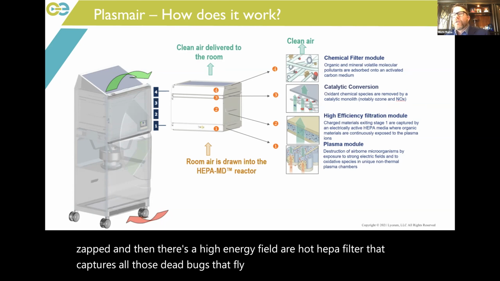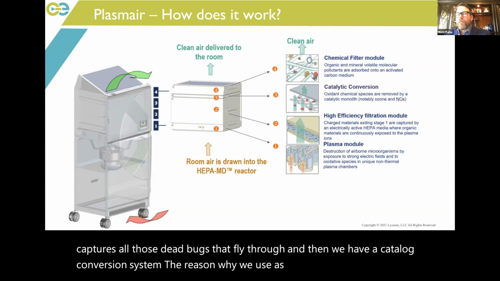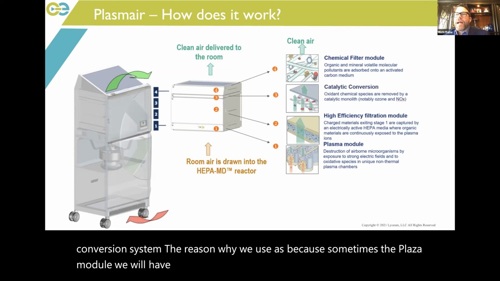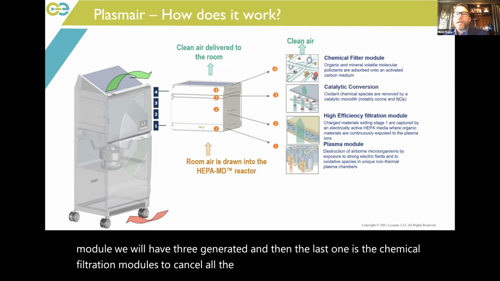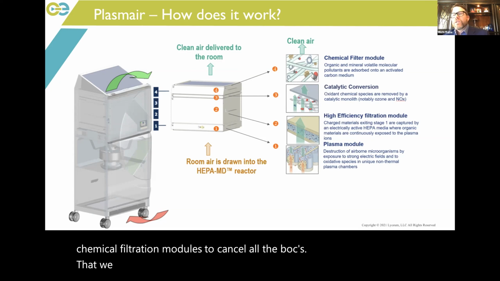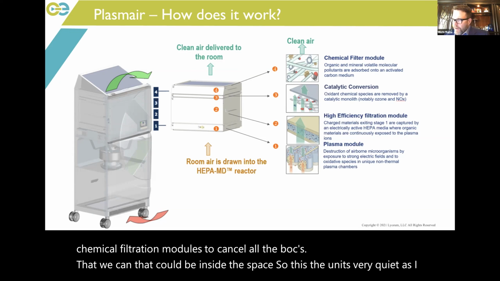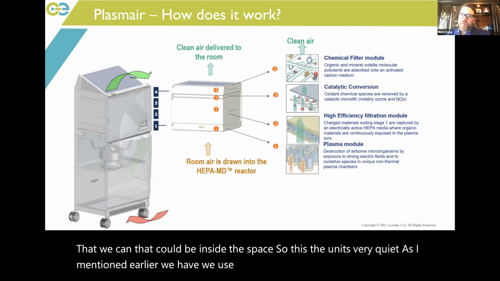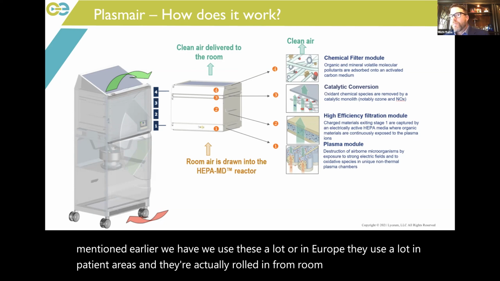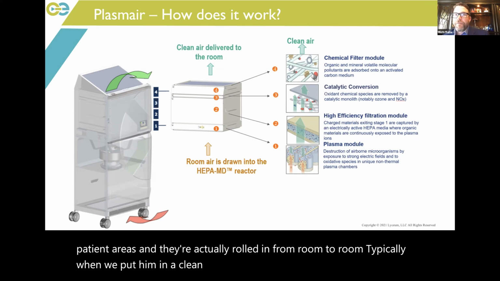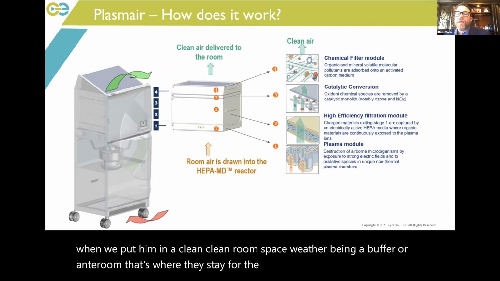And then we have a catalytic conversion system. And the reason why we use that is because sometimes in the plasma module, we'll have O3 generated. And then the last one is the chemical filtration modules to cancel out all the VOCs that could be inside the space. So the unit's very quiet. As I mentioned earlier, in Europe they're used a lot in patient areas, and they're actually rolled in from room to room. Typically, when we put them in a clean room space, whether it be in a buffer or an anteroom, that's where they stay for the remainder of the time and use of that clean room.